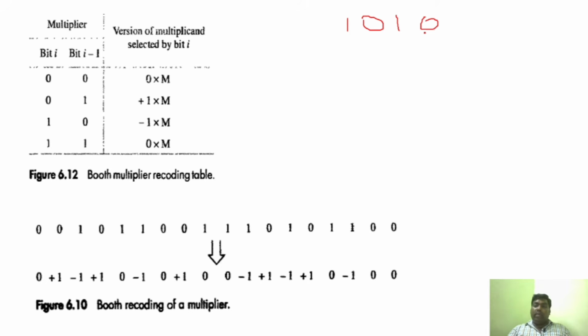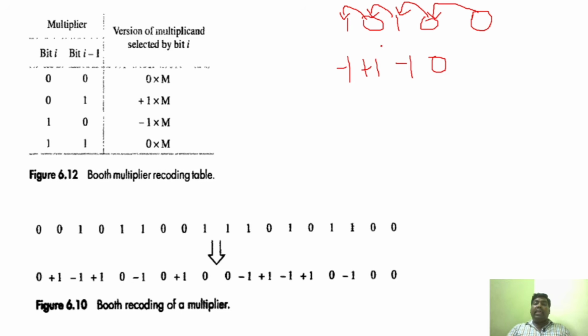Listen very carefully, this is very important. This is Booth algorithm. Consider an imaginary zero for all the problems. There are certain rules here. If the transition is from 0 to 0, then it is 0. If it is 0 to 1, it is minus 1. If it is 1 to 0, it is plus 1. And if it is 0 to 1, it is minus 1 again.